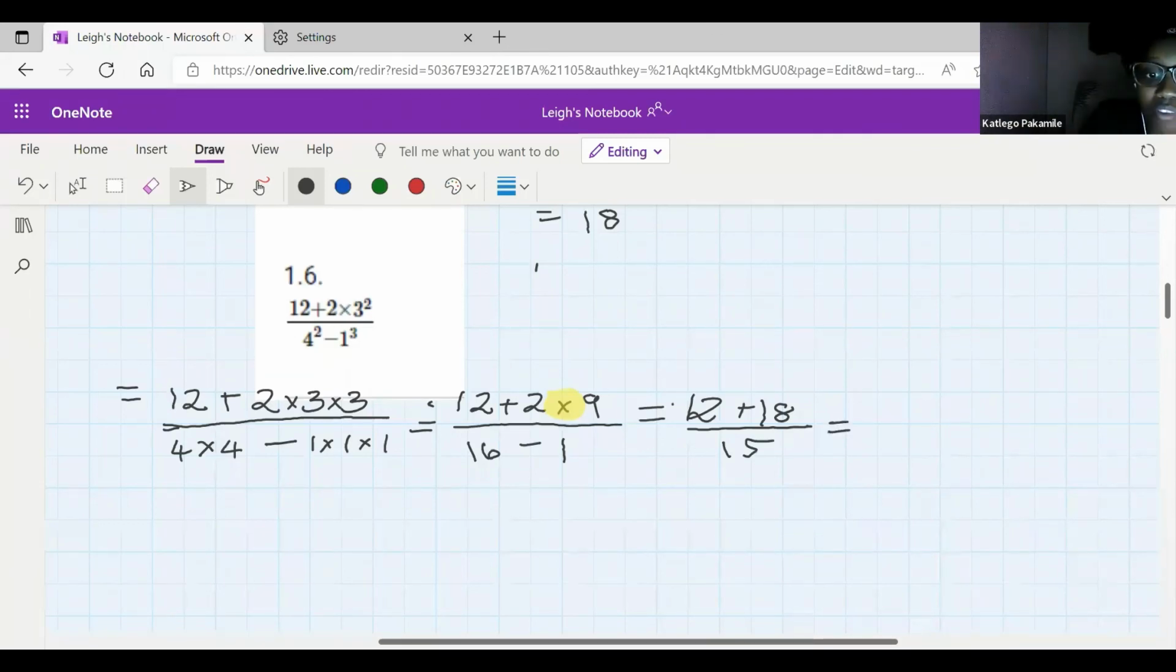What's 12 plus 18? 30. And we have a 15 at the bottom. Can we simplify?